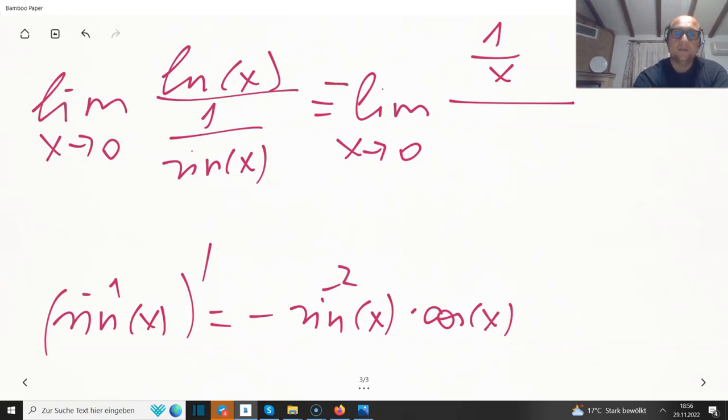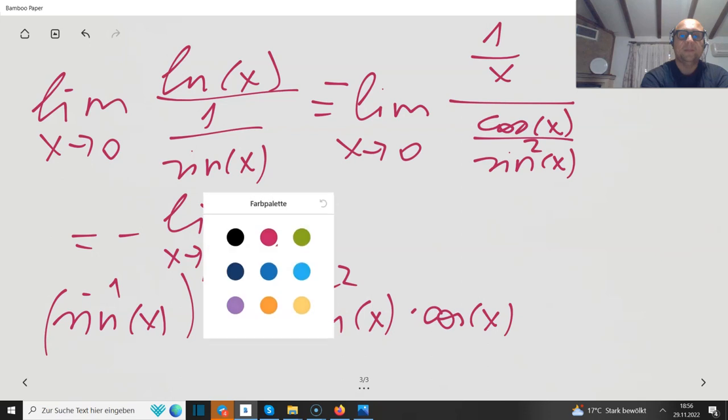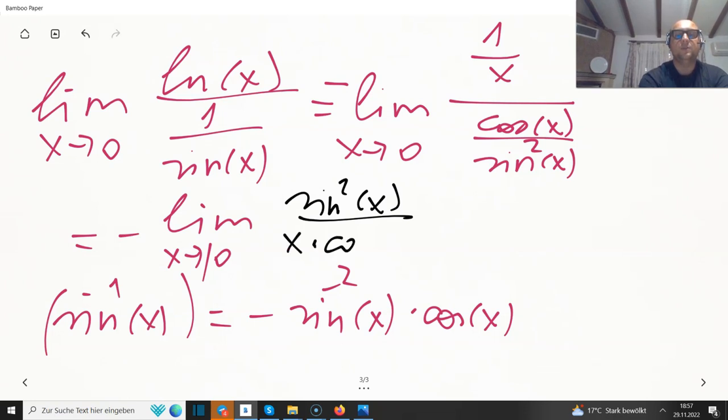I can take again minus in front. We have, yeah, that would be a cosine here and sine squared of x, if I'm right. I think I am. And we can rewrite it as a minus limit x towards 0. Let me switch the colors. So I would have sine squared of x divided over x times the cosine of x.